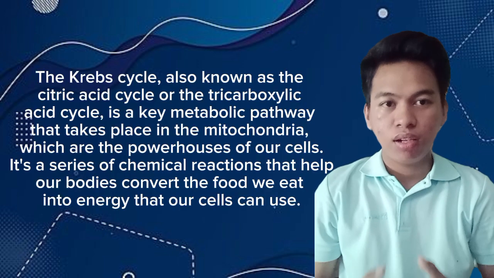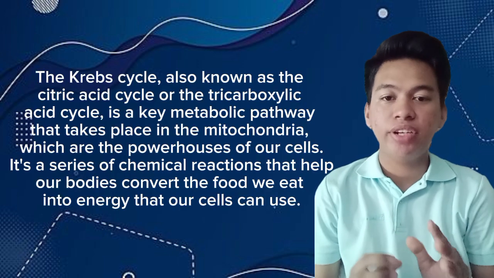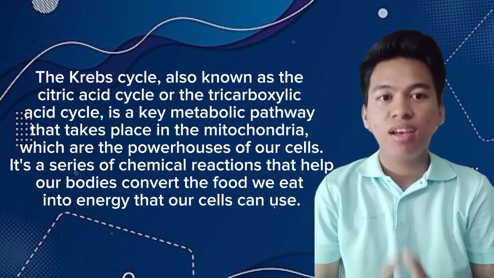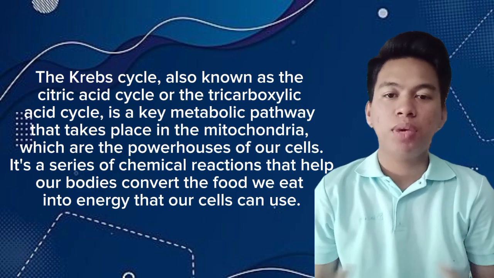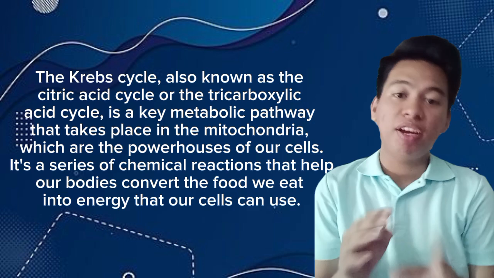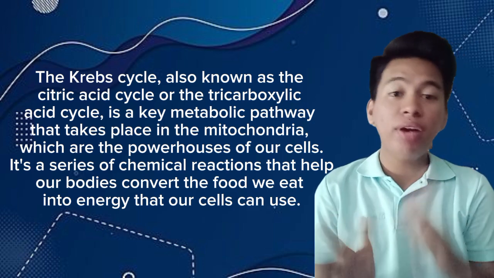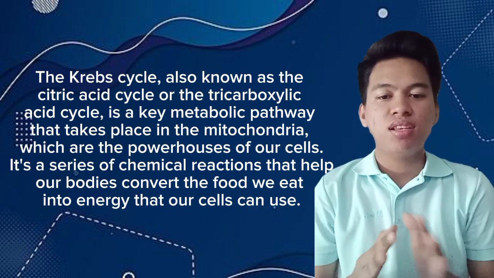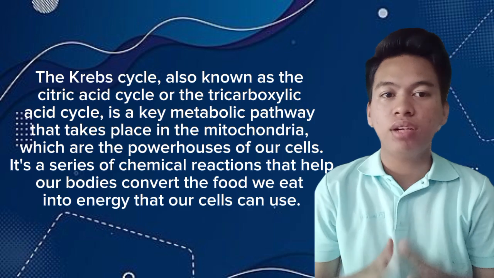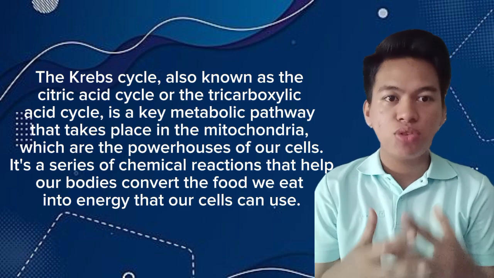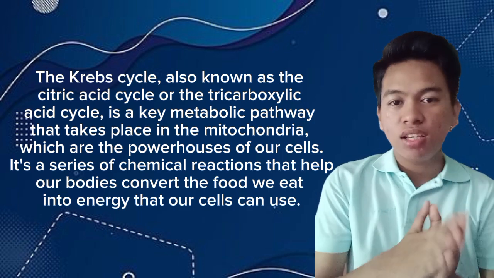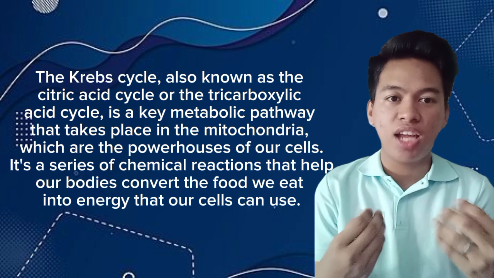The Krebs cycle, also known as the citric acid cycle or the carboxylic acid cycle, is a key metabolic pathway that takes place in the mitochondria of the cell, which are the powerhouse of the cell. It is a series of chemical reactions that help our bodies convert the food that we eat into energy that our cells can use. So here's how it works.